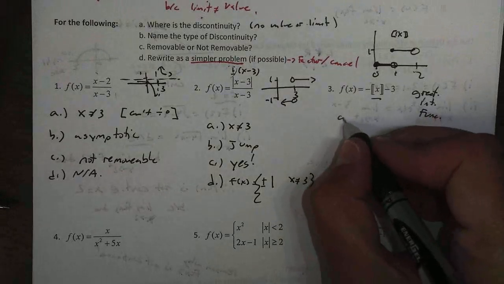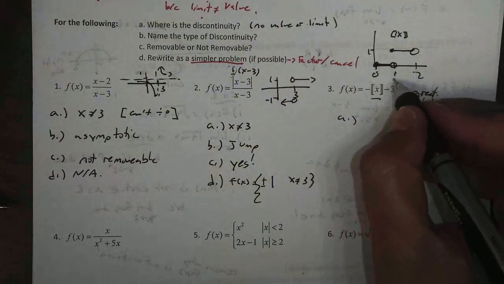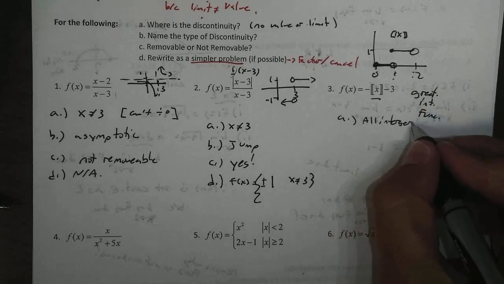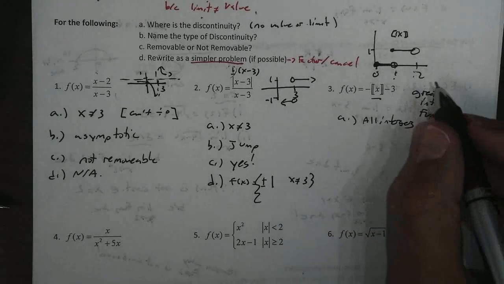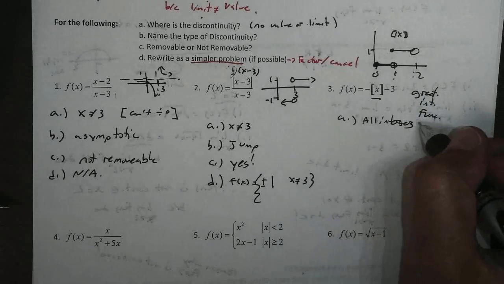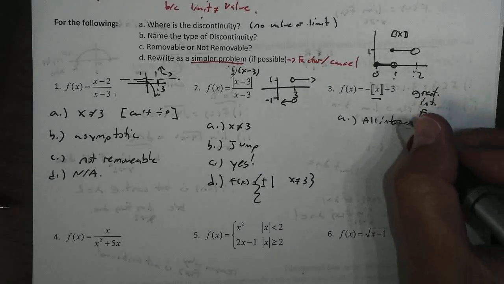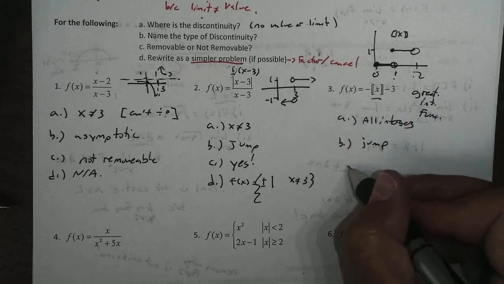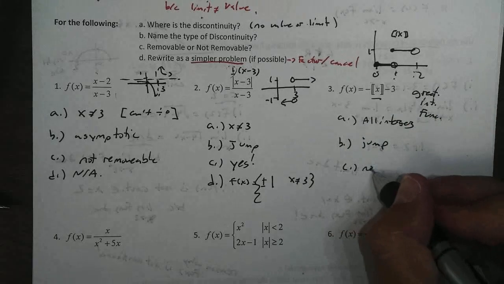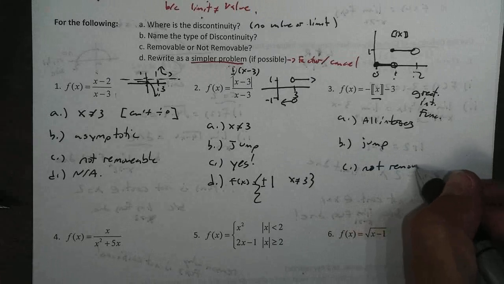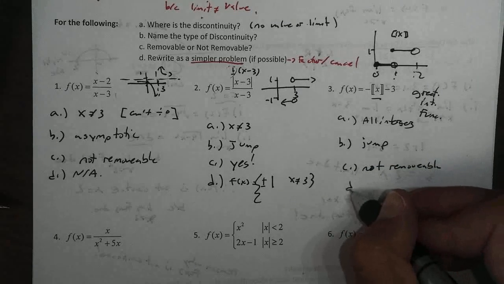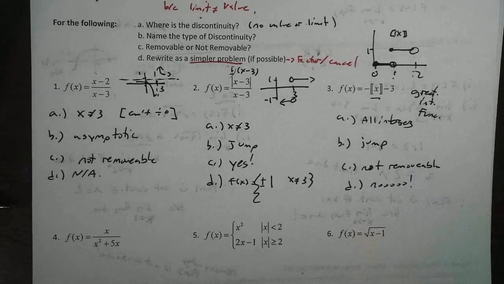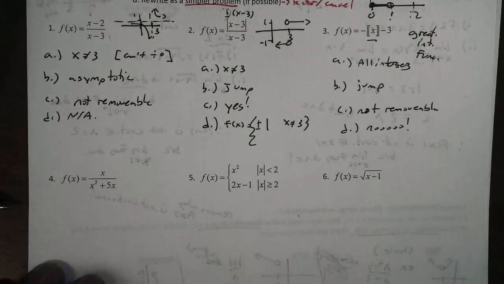So if I want to find out where the discontinuities are, it's pretty easy. It's going to be all integers. That's where those discontinuities are. All integers. What type? No, they're obviously jumps. C, they are not removable. And D, no, we can't rewrite that, okay? We don't even like that.